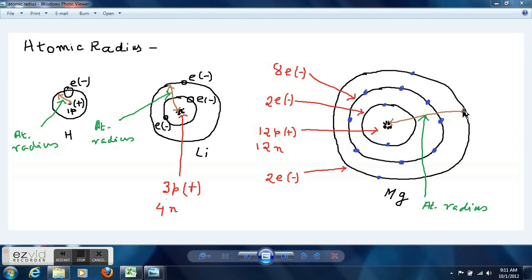So now we got some idea about what an atomic radius will be in case of different types of elements which are having 1 electronic shell, 2 electronic shells or 3 electronic shells. So remember, atomic radius is nothing but a distance.